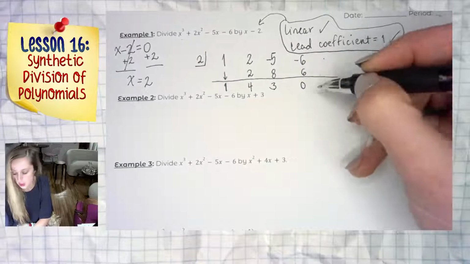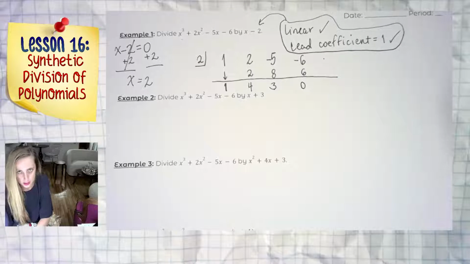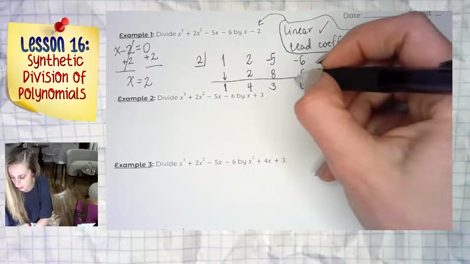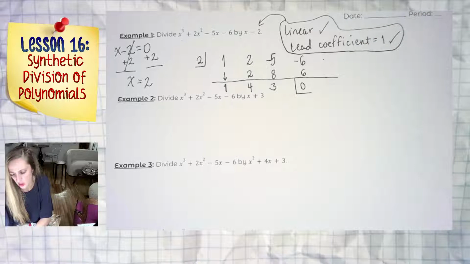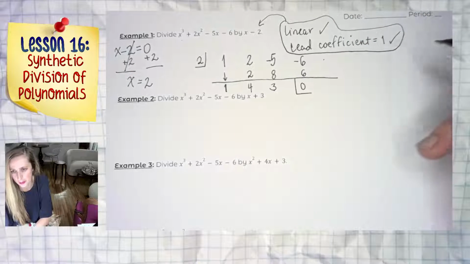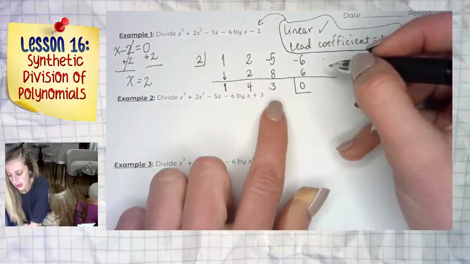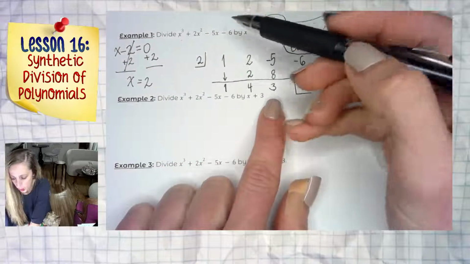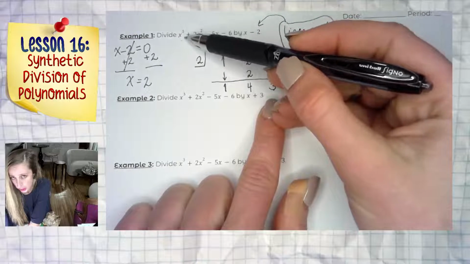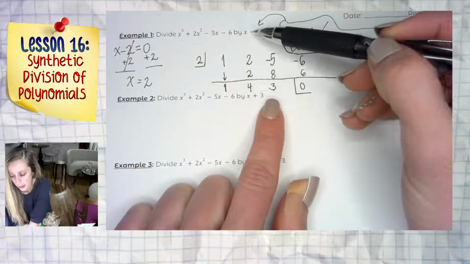Now, guess what the last number represents? You guessed it, the remainder. So I kind of like to box that off so I don't forget. In this case, it's a 0, as it should be. Now, remember, we divided an x to the third polynomial expression by an x to the first.